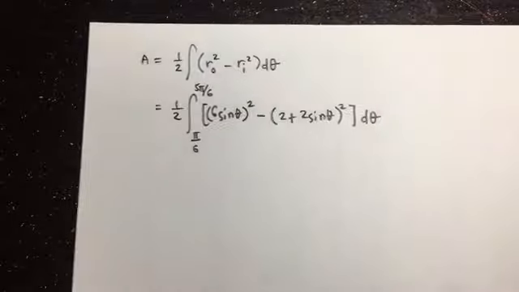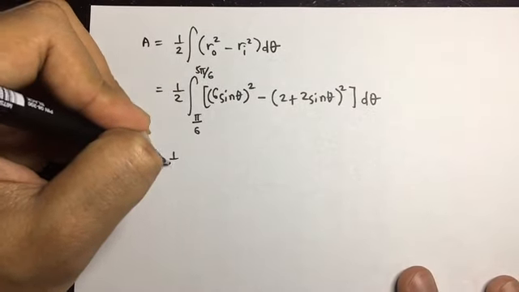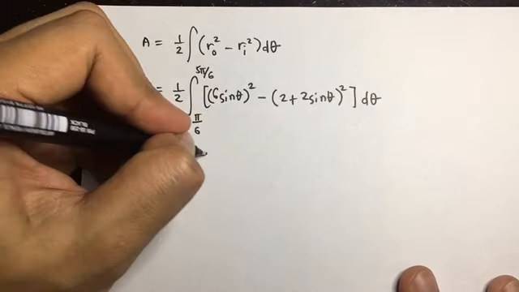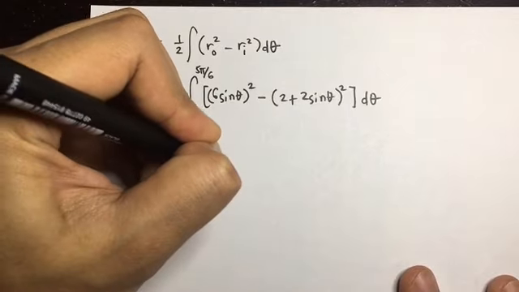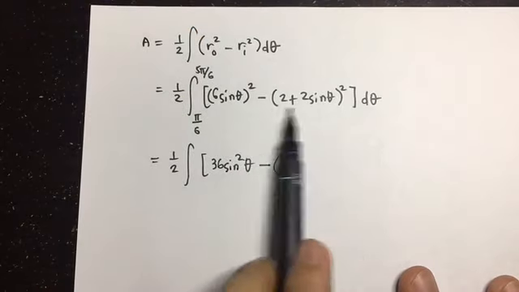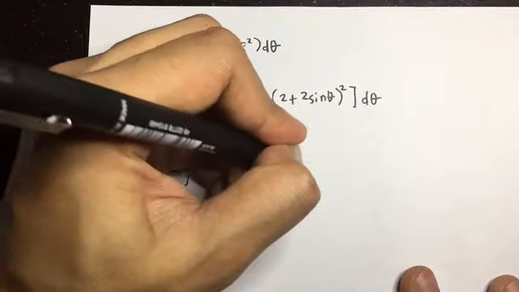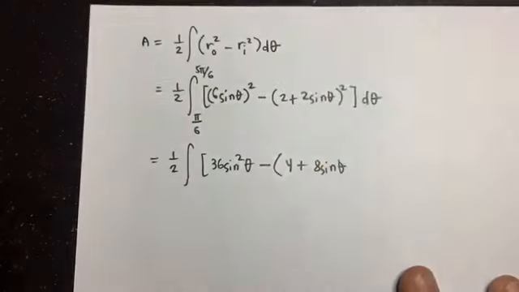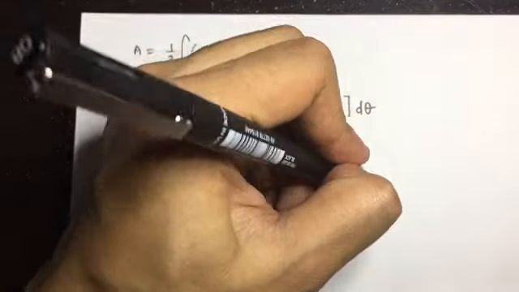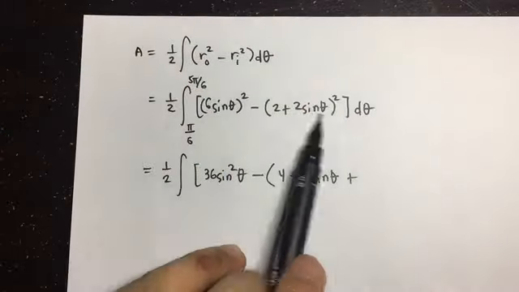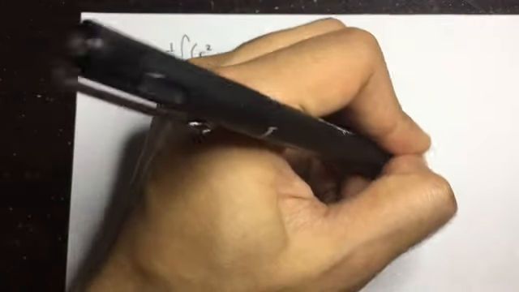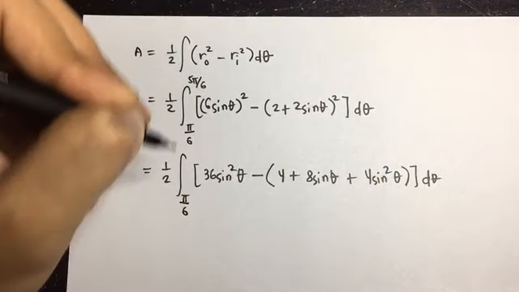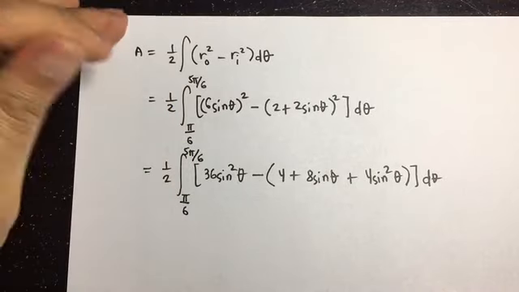Okay, so from here, your integral of trigonometric functions will be useful. So we'll have 1/2 integral of, expanding this first, 36 sine squared theta minus, expanding this also, this will become 4 plus 2 times 2 times 2, that is 8 sine theta, and then plus 4 sine squared theta, 2 sine theta squared, so that is 4 sine squared theta. And then d theta from pi over 6 to 5 pi over 6.